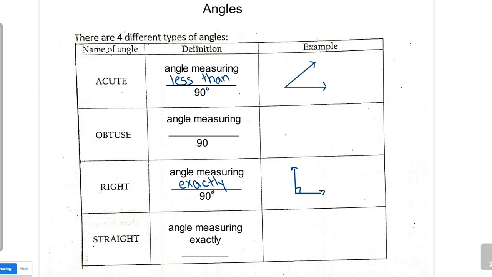Now, an obtuse angle is an angle measuring greater than 90 degrees. So it's going to be larger than 90 degrees. It's going to go from our 90, a little more than 90 degrees, all the way over. So here's an example of one.